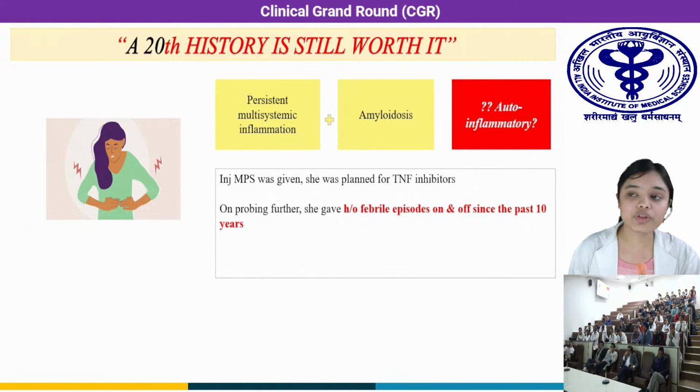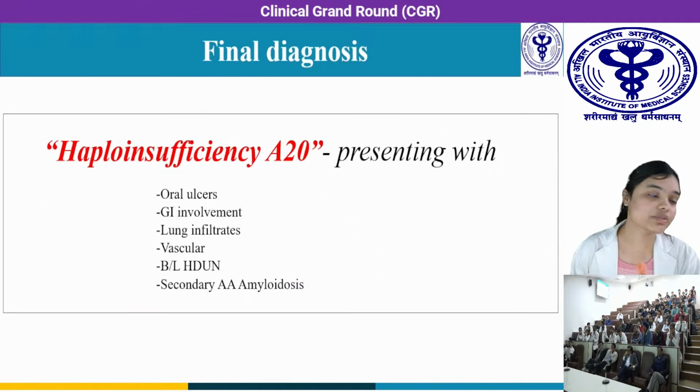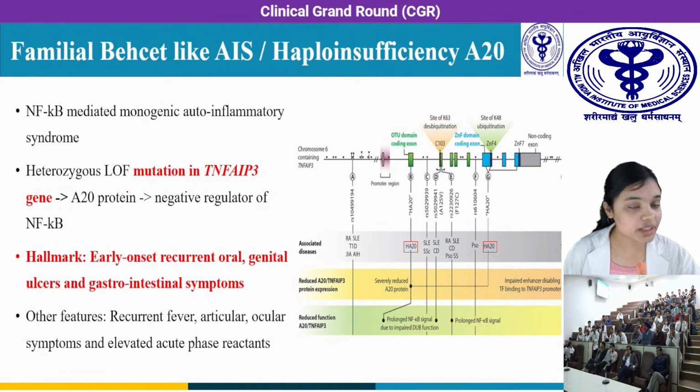But unfortunately, before the genetic testing panel report was available, she succumbed to severe sepsis. The final report showed a mutation in the TNFAIP3 gene, making a diagnosis of haploinsufficiency of A20. This syndrome is otherwise called the familial Behçet-like syndrome. It is an NF-kappa B mediated monogenic autoinflammatory syndrome.